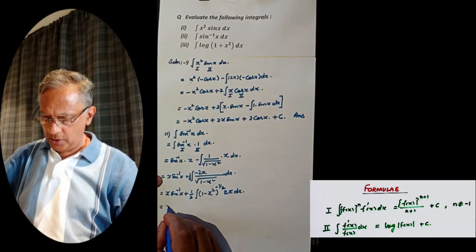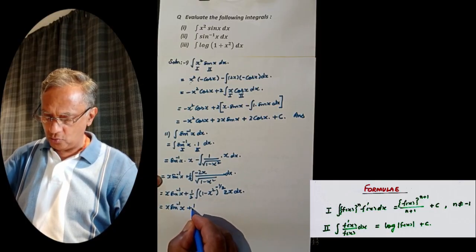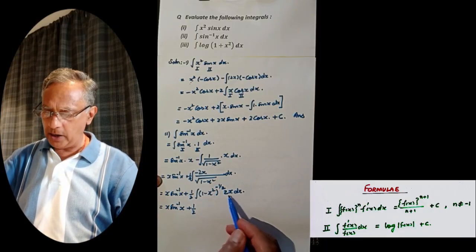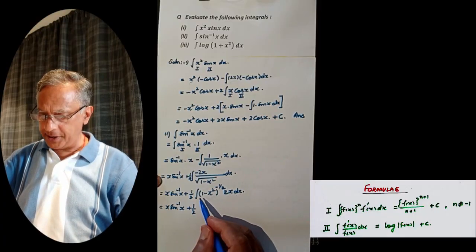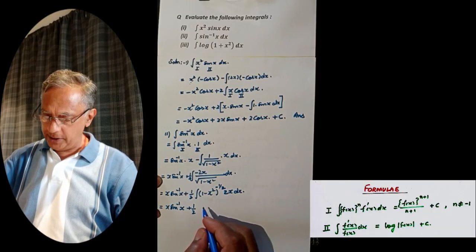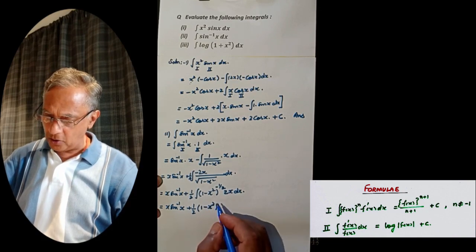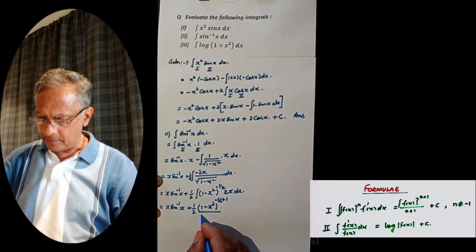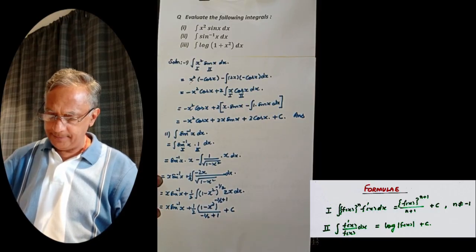And this is equal to x sine inverse x plus 1 by 2. Now this is f(x) to the power of n into f dash x. This is a complete integral. So integration will be f(x) to the power of n plus 1 over n plus 1. So integration will be 1 minus x square to the power of minus half plus 1 over minus half plus 1, plus c.